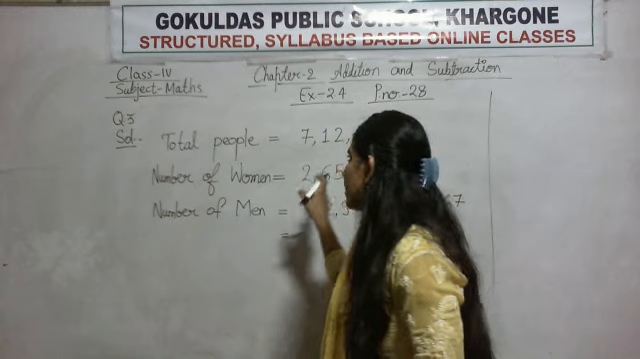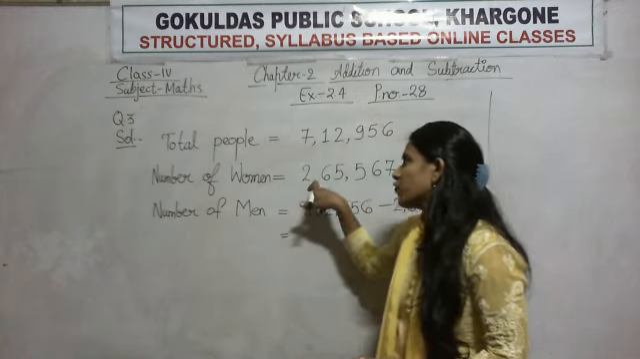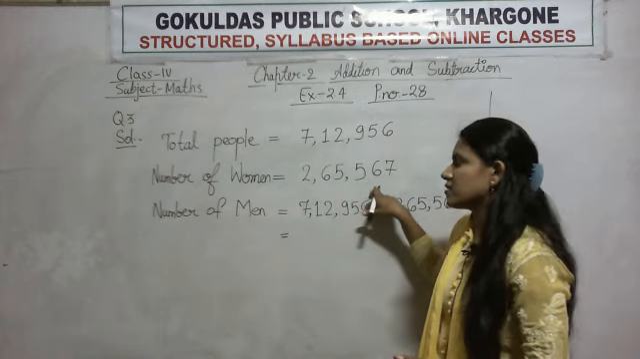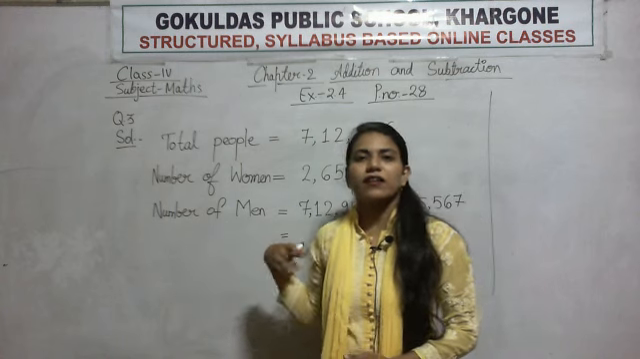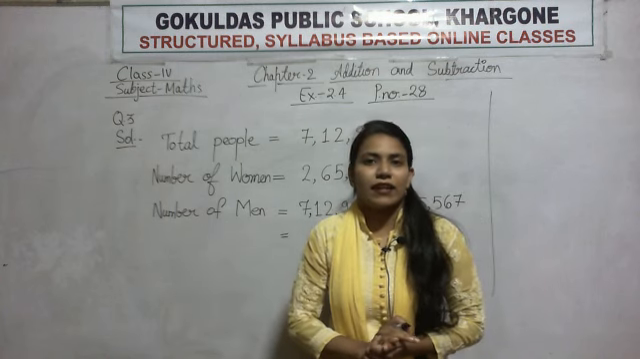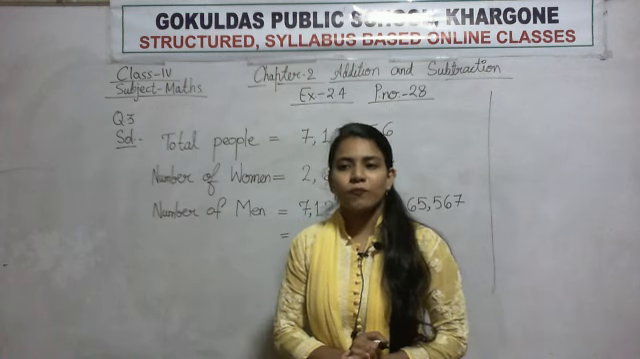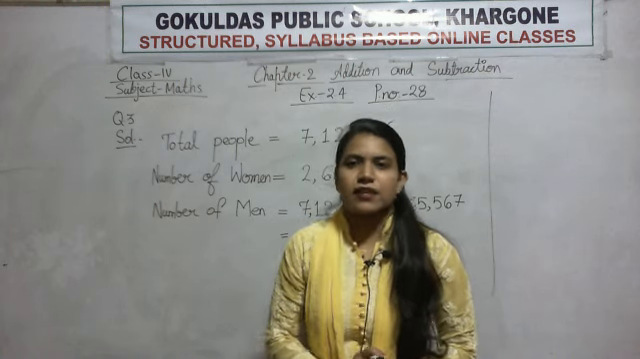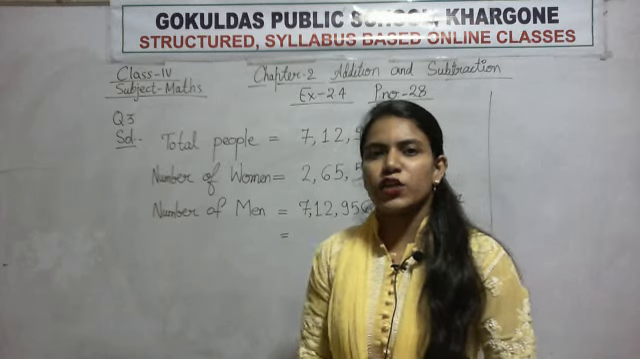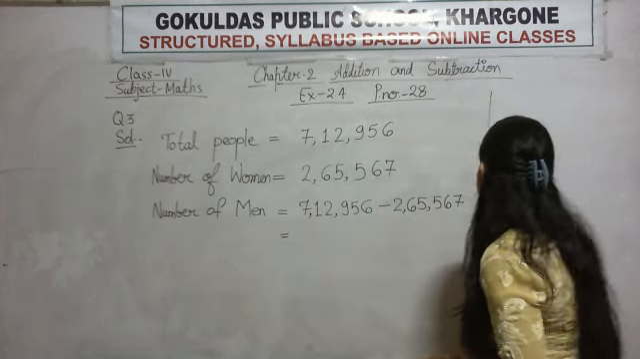The total number of people is given, and the number of women who watched the match is given. Now you want to find the number of men. How many men watched the cricket match? To understand this, let us take an example. Suppose in your class there are 30 students.